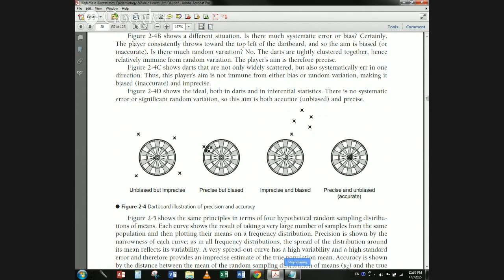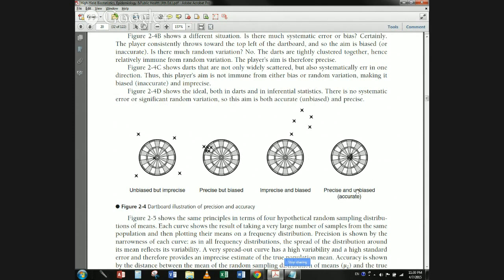Figure 2.4c shows darts that are not only widely scattered, but also systematically err in one direction. Thus, this player's aim is not immune from either bias or random variation, making it biased, inaccurate, and imprecise.